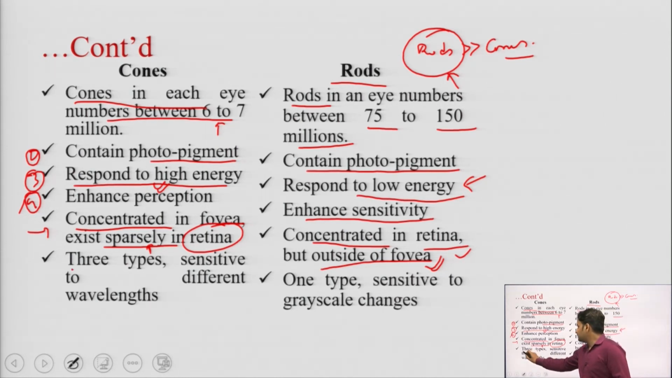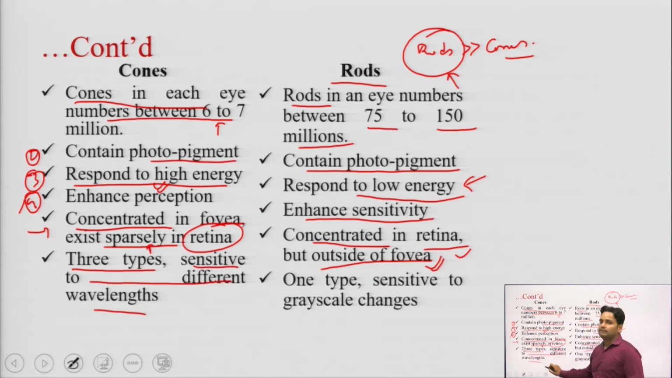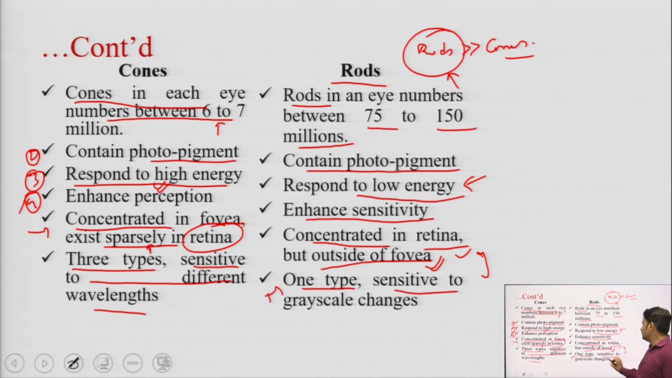Cones have three types, sensitive to different wavelengths. Each and every wavelength is responded to by the cones in a very different manner. If we talk about sensitivity using the rods, then there is only one type, sensitive to gray scale changes. If the gray scale is changed, then it responds to the changes, otherwise there is no change in sensitivity.